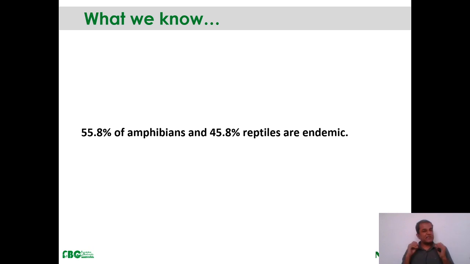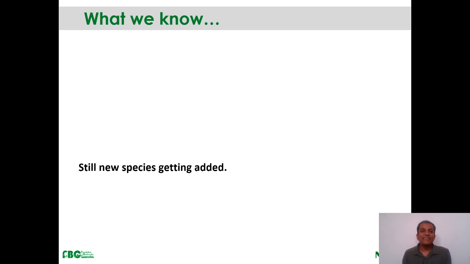Second thing, which really makes the herpetofauna of India quite unique, is that more than 50% of amphibians and around 50% of reptiles are endemic to the landscape. They are only known from the geographical boundary we call India. Just imagine, 50% of the diversity is endemic. It makes us more responsible towards them because they are the Indian element. As I mentioned before, there are many new things getting added.